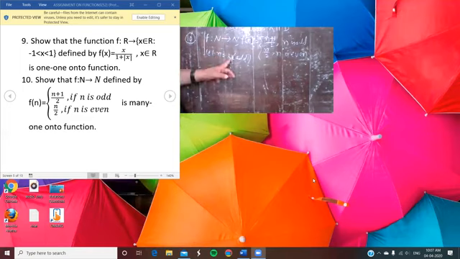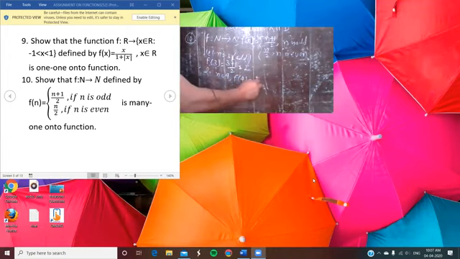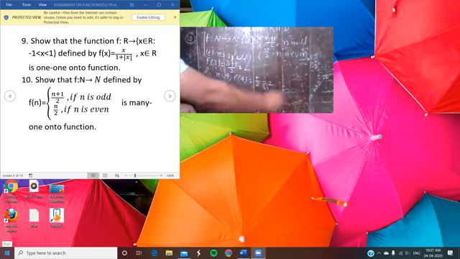So if n is equal to 3, which is odd, what will be the value of f(3)? You have to put it here. So (3 plus 1) by 2, which is 2. And then here you assume n is even, you have to take n is equal to 4. So here you see that the value of f(4) is 4 by 2, which is also 2.